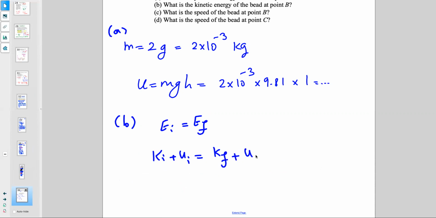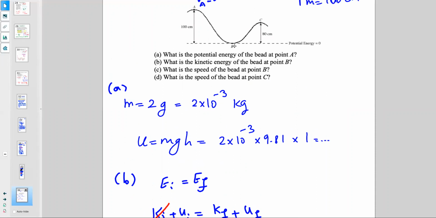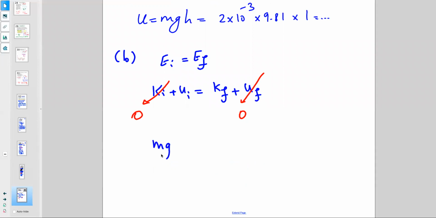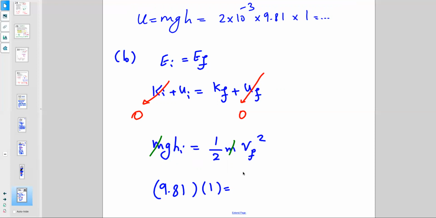Initially, with a negligible speed, the kinetic energy is zero. When it gets to point B at the ground, there is no height, so the potential energy level is zero. In other words, U final is zero, U initial is m g h initial, and K final is half m v final squared. You can cancel out m from both sides, so you have g, which is 9.81, h initial is 1 meter, equal to half v final squared.